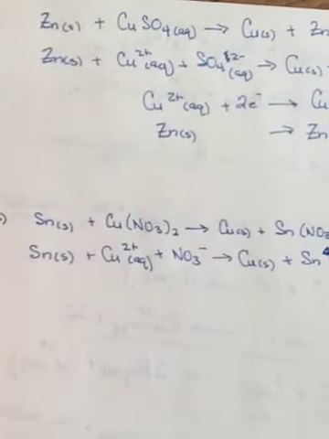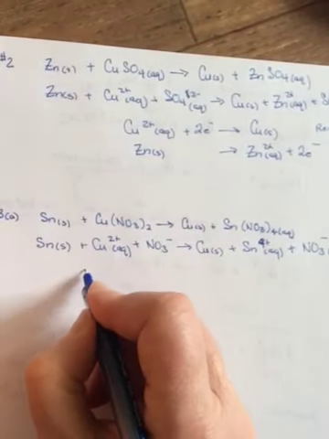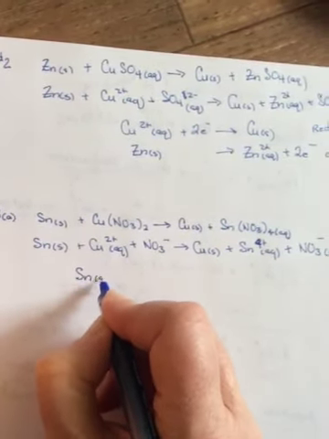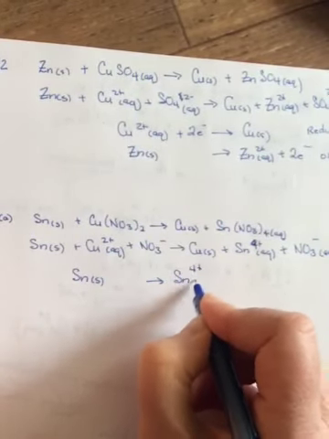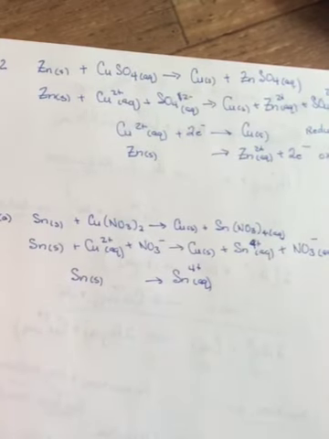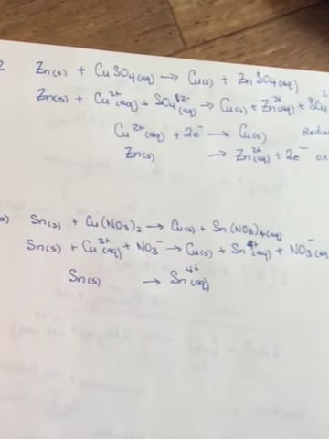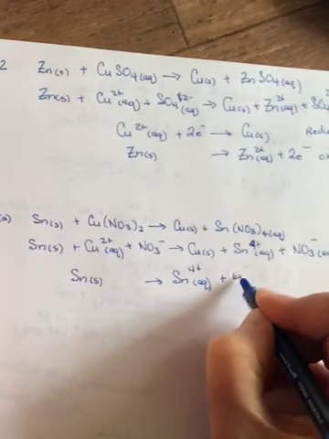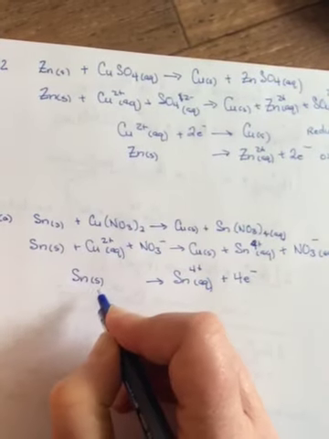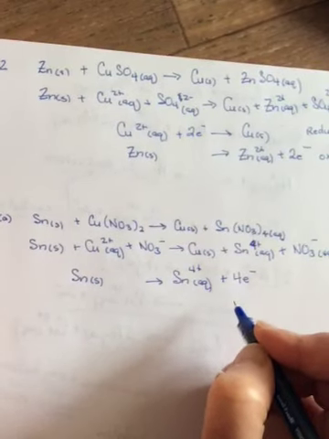All right, so if we look at first the Sn, it's going from Sn solid to Sn4 positive aqueous. Which side do the electrons need to go on to balance this out? They have to go on the side with the 4 positive, because 4 positive plus 4 negative would give me back 0. So they're going on this side.